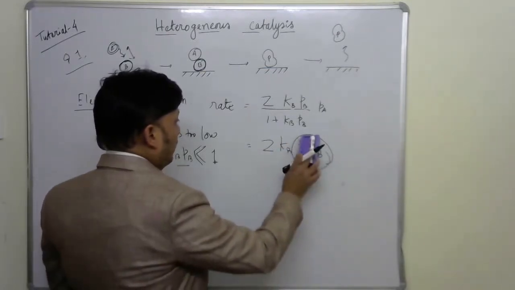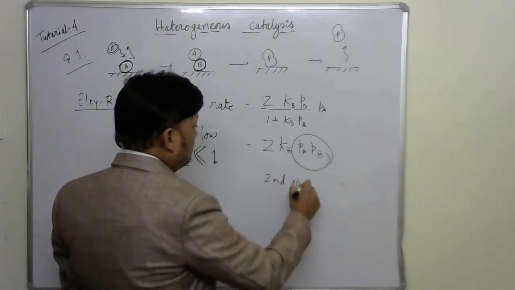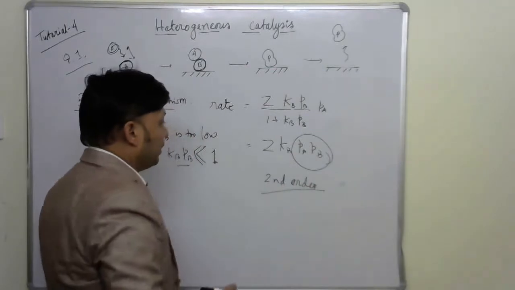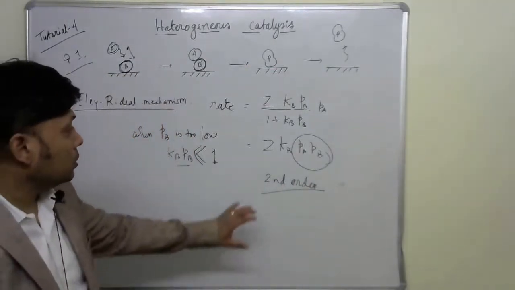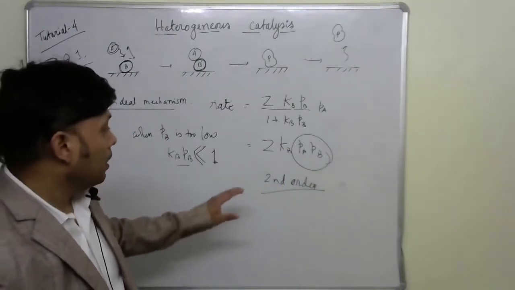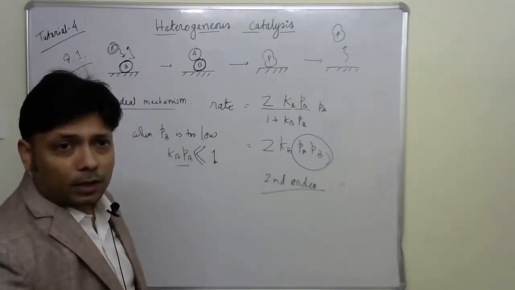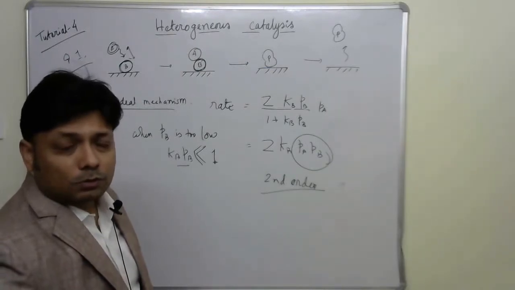In other words, this entire reaction would be of second order because the reaction would be governed by the concentrations, or the pressures, of the two types of gas molecules A and B. So therefore the kinetics is governed by second order. Okay, so now we move on to the second question.